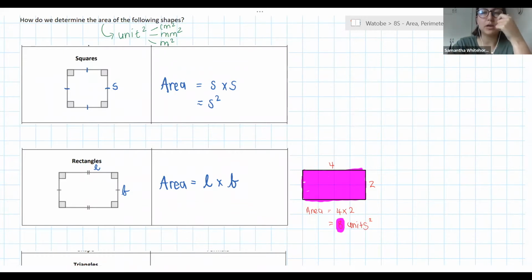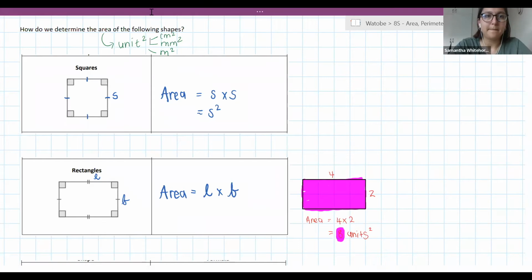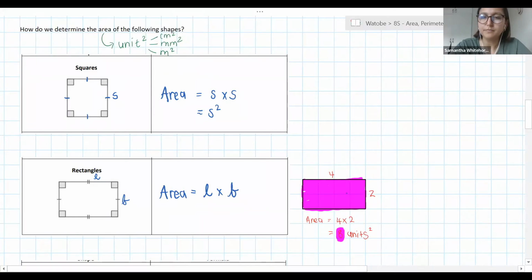So when you write down your answer, units squared. Perimeter was just units, so centimeters, millimeters, etc. Area is now the units squared. Okay, so I'm going to hang on here in case you want to take a screenshot of any of that. And then we're going to have a look at the last 2 shapes that we need to know formulas for, and then we're going to do some practice on them. Alrighty. Take your screenshots. I'm about to scroll down.